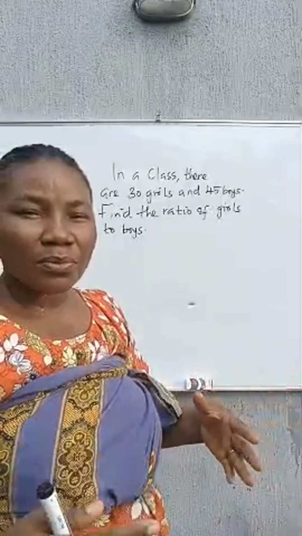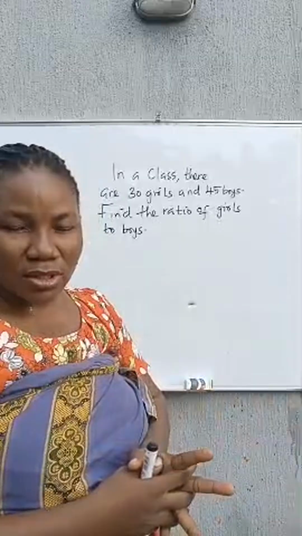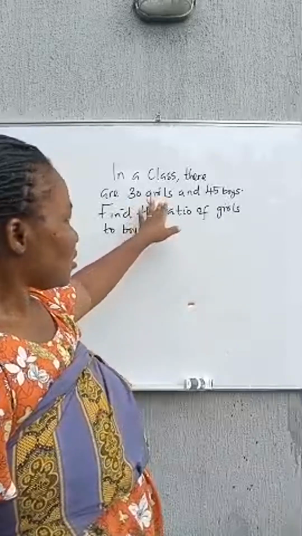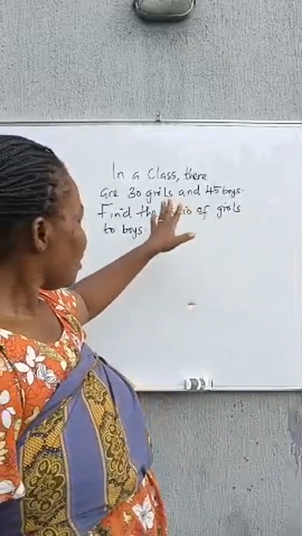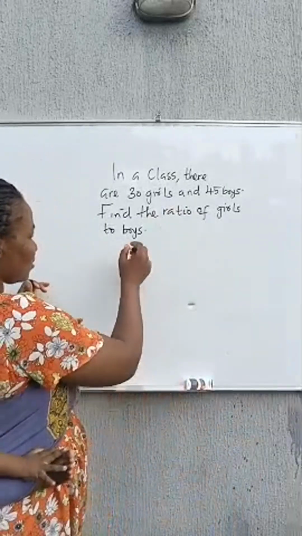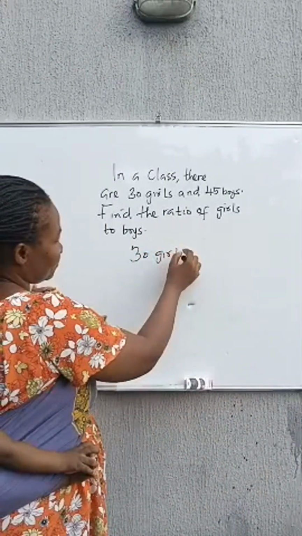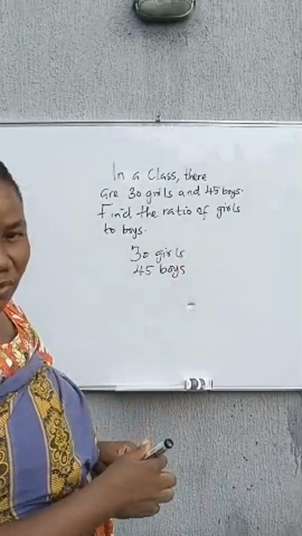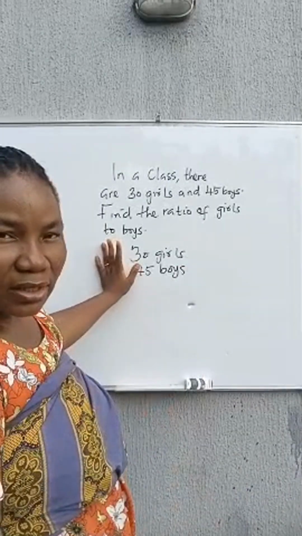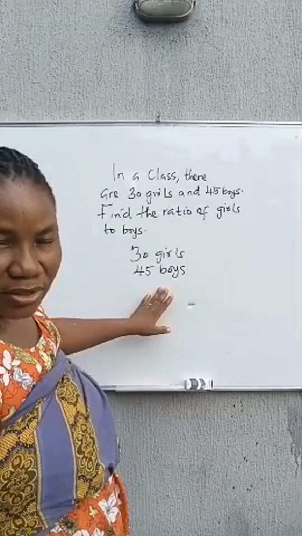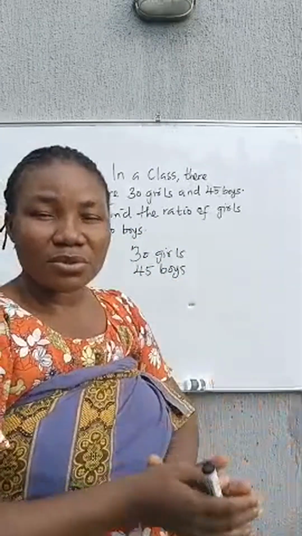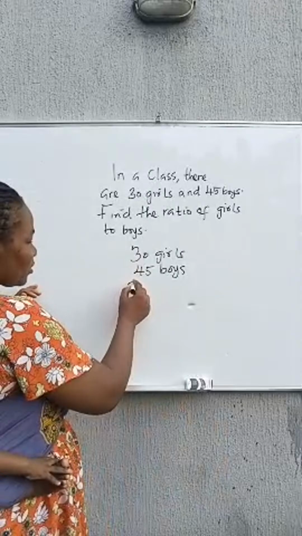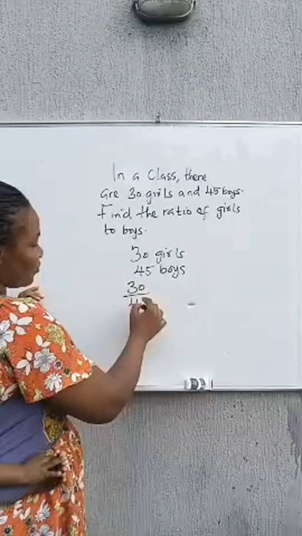Ratio simply means to compare two quantities. In this case, we have girls and we have boys. In this class, girls is 30 and boys is 45. The question wants us to find the ratio of girls to boys. Now ratios can as well be written as a fraction. So let's write this as a fraction: 30 over 45.